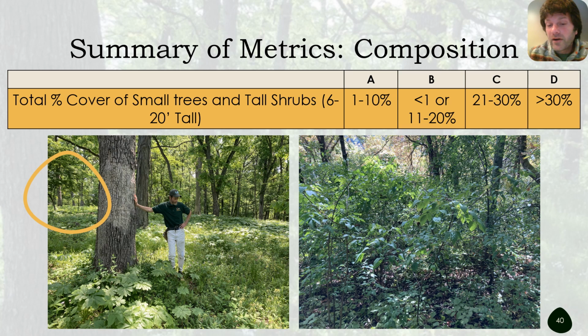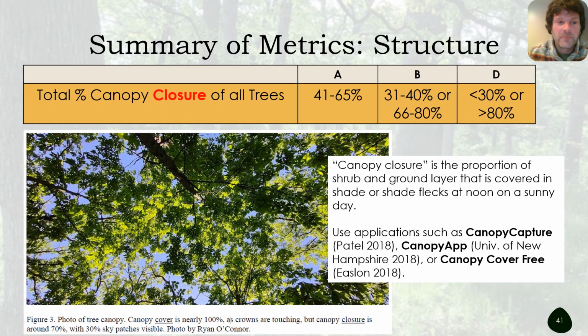What we don't want are sites like the one on the right, which is way more than 30% and would be in the D range, where we're getting so much shading that we essentially don't have herbaceous vegetation anymore beneath.